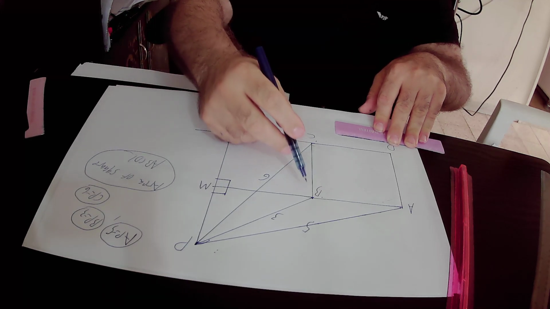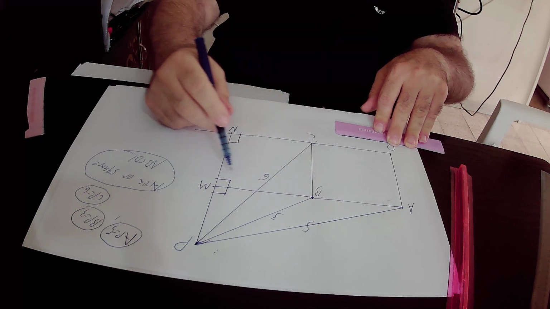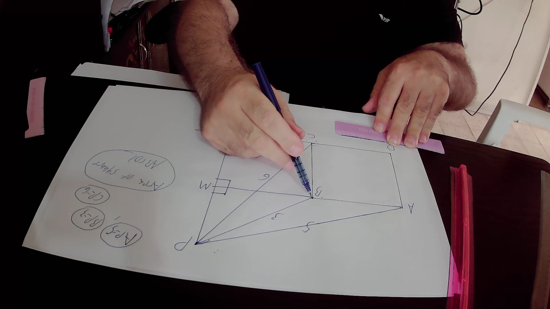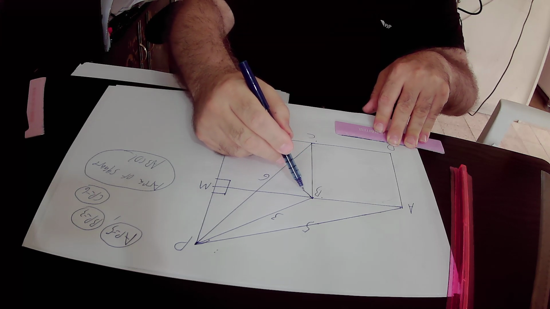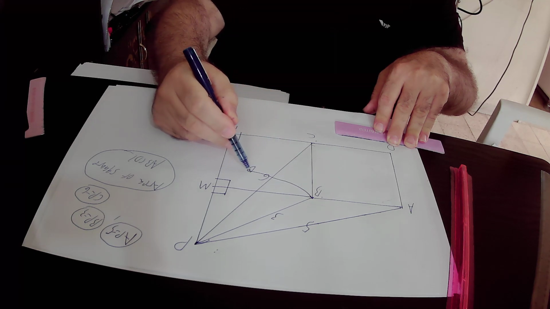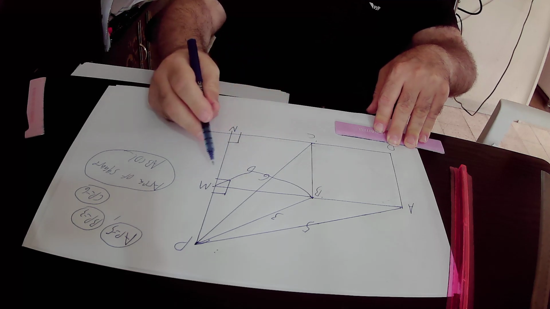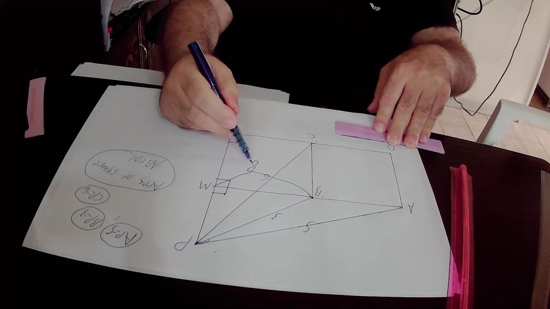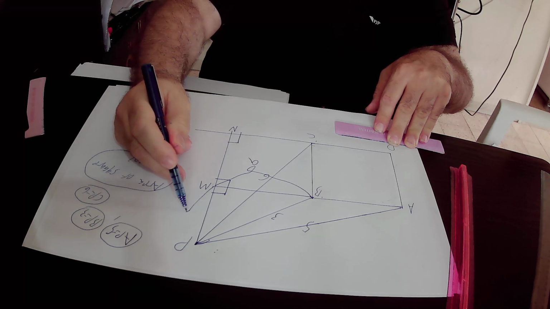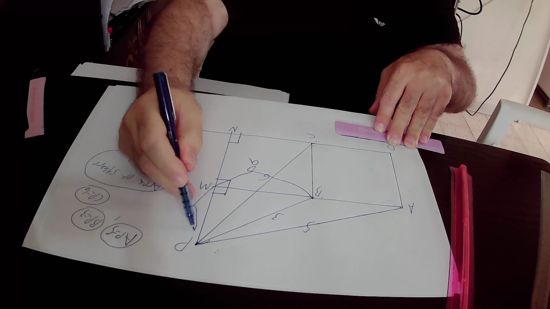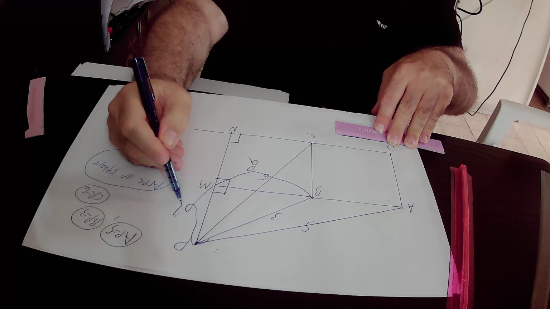We will define side BM, this side, as A. Again, side BM equals A according to our definition, and we define side PM as B.